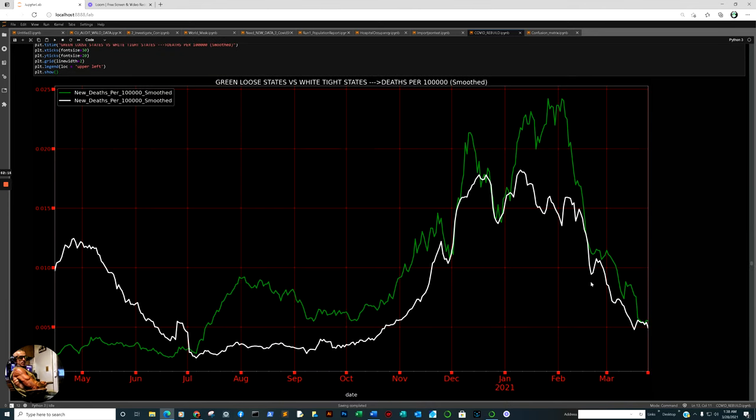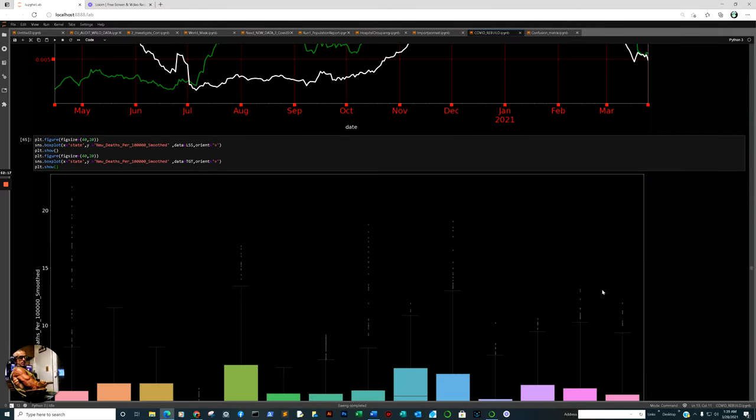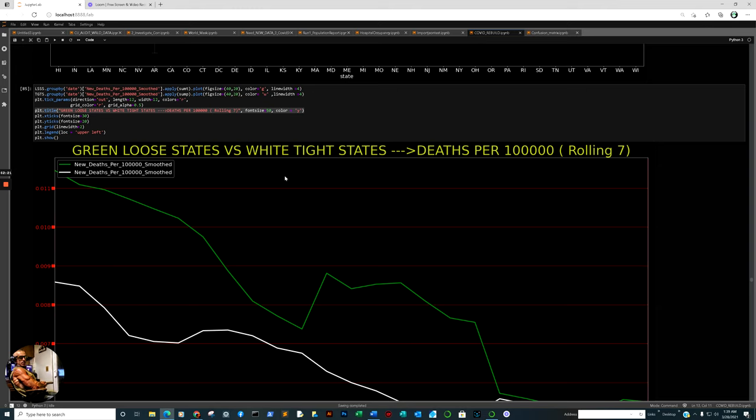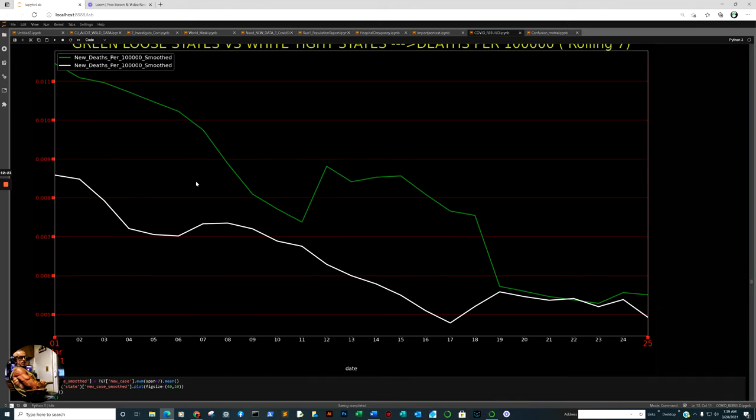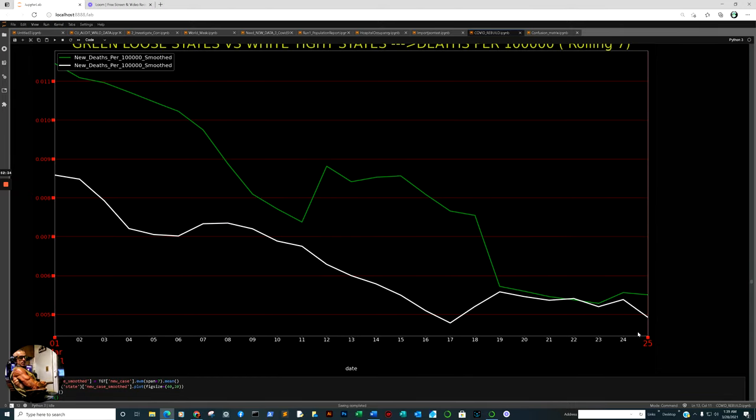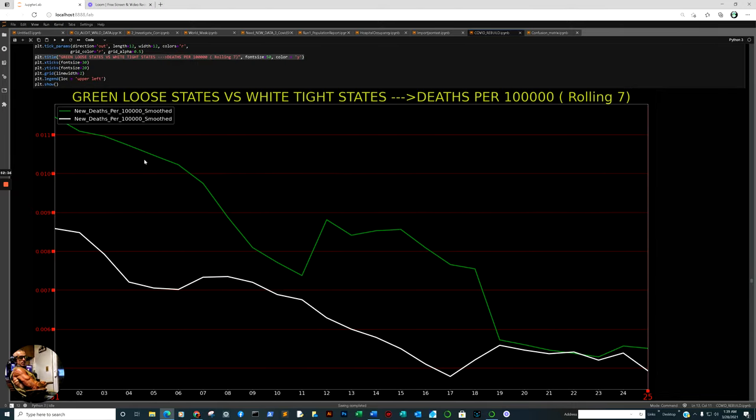And here we are. We're right about the same. Let's make it a little bigger. There's reporting data. New deaths per 100,000. So here you have the white states, the tight states, which is the white bar, a little bit better in deaths per 100,000 than the green.